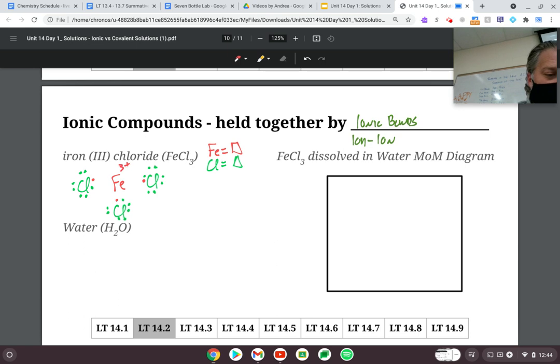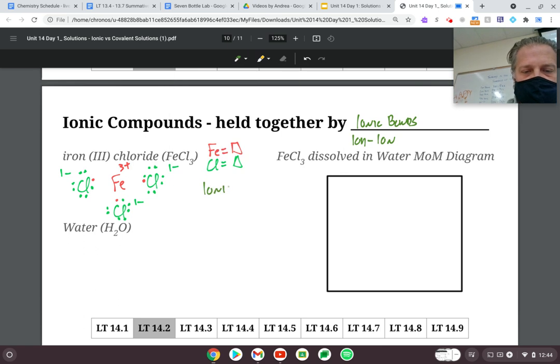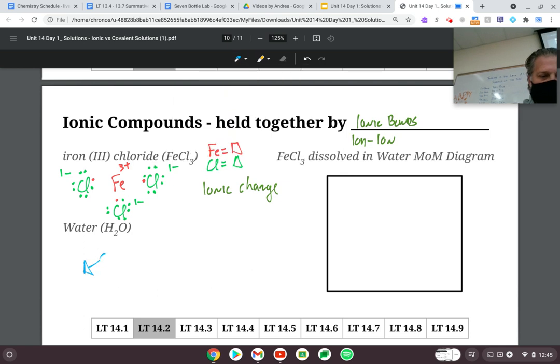So now iron has a +3 charge, and chlorine, each of those individual ones, has a -1. And so that's a charge right there. So that's ionic charge, which is like the super strongest dipole you can have, right? And we know that water is superpolar.